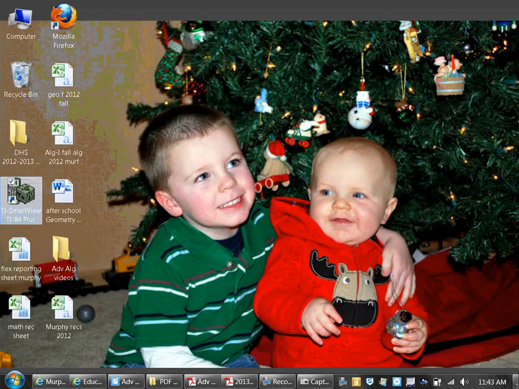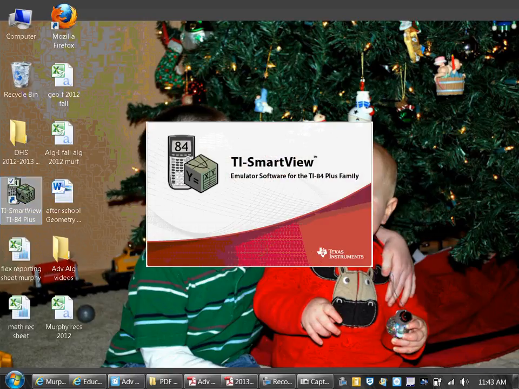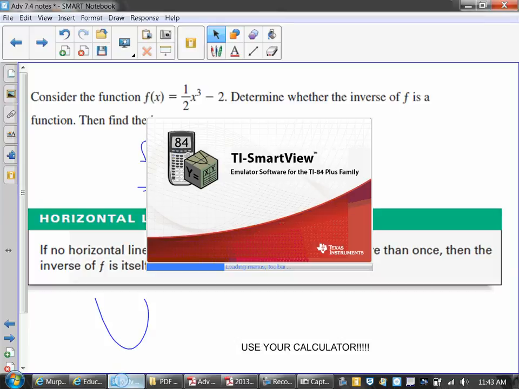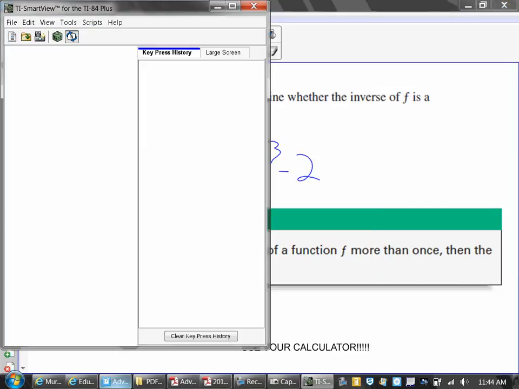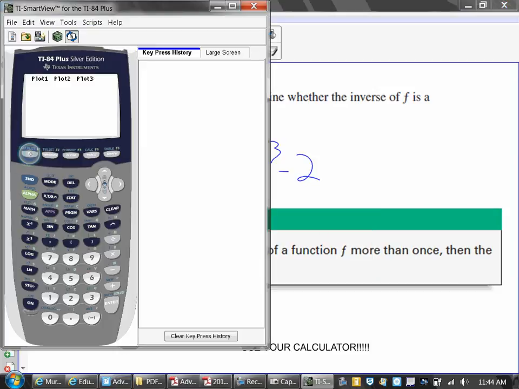Press it. There we go. Go to your y equals button. Remember, y equals f of x, synonymous really.